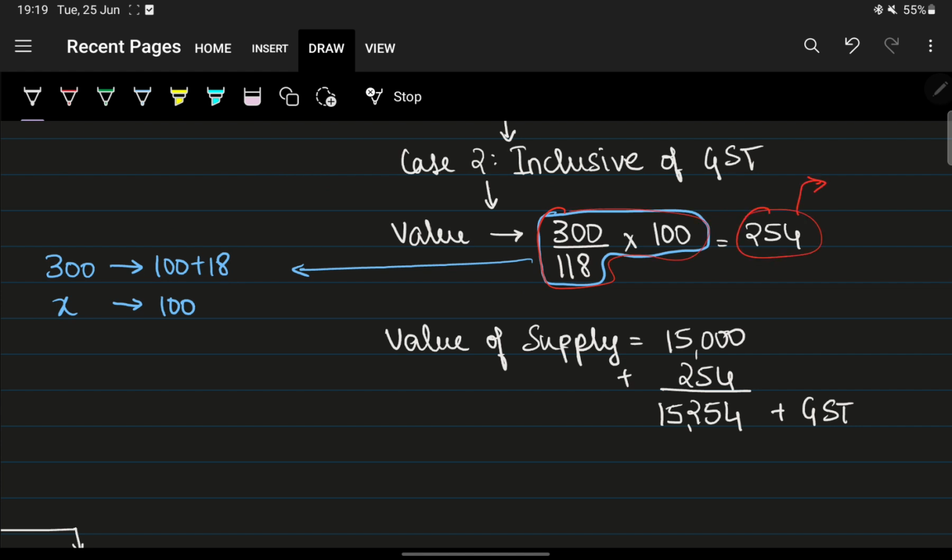Basically this is the amount that is exclusive of GST. This 254 is exclusive of GST.